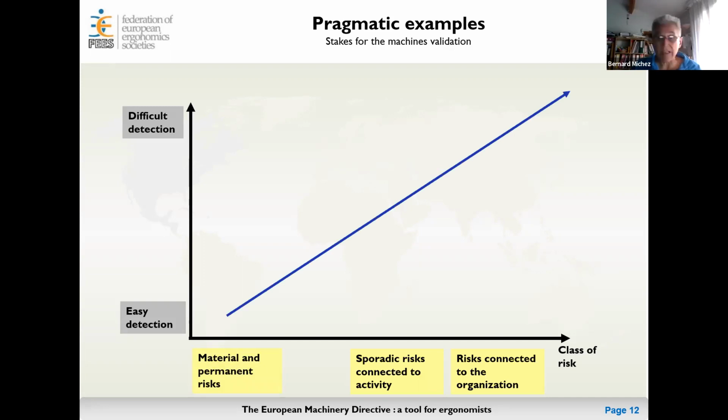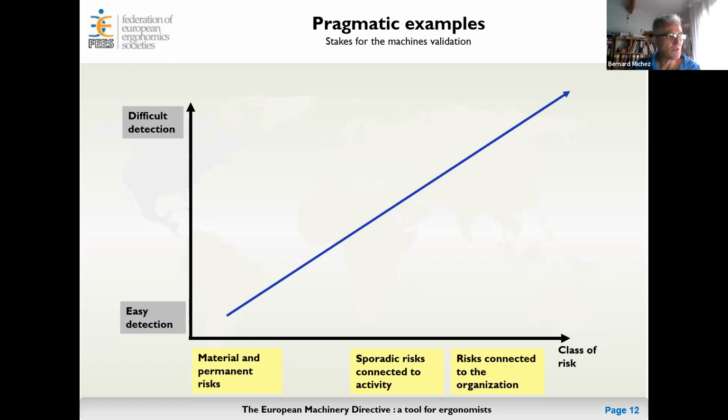The material and permanent risks, the ones that you can see without anybody working in the workshop. The sporadic risks connected to an activity. For that, you need to go in the workshop when people are working. And the organizational risks. This is something quite often invisible because the regulations are between different services inside the functioning of services. This is harder to identify.